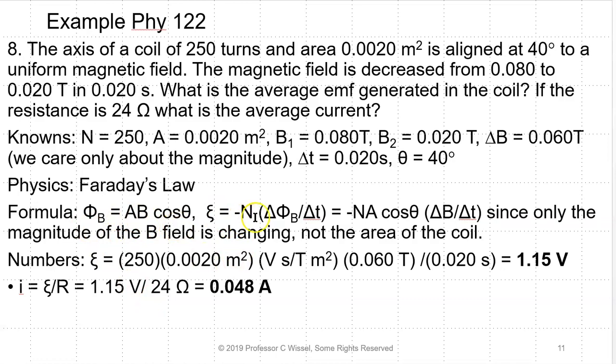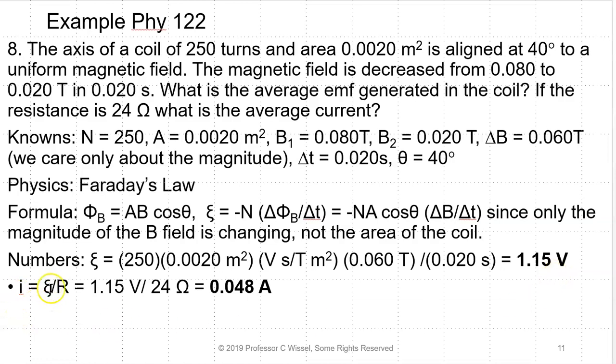The EMF is minus N delta theta B divided by delta t, or minus N A cosine theta delta B delta t, since only the magnitude of the magnetic field is changing, not the area of the coil. Now we can put in the numbers: the EMF is 250 turns times 0.0020 square meters for the area, this is units conversion, and the change in magnetic field is 0.060 Tesla, occurring in 0.020 seconds. It is 1.15 volts.